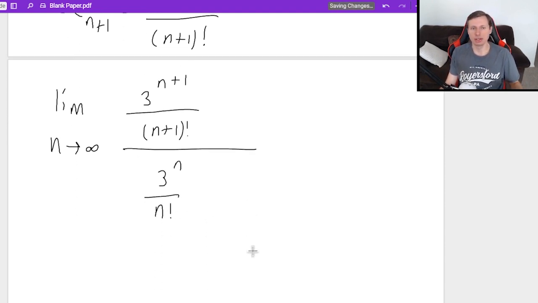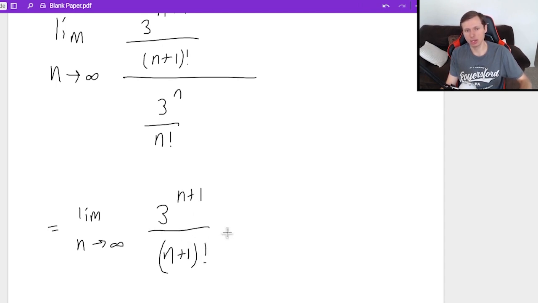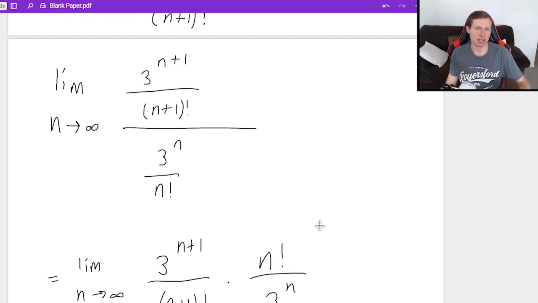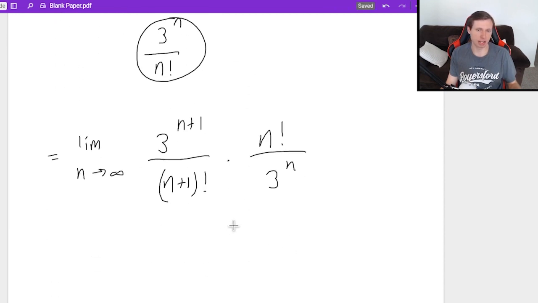So now, this is complicated. It's also known as a complex fraction. So what I'm going to do is invert the second and multiply. It's going to look like this: limit as n goes to infinity of 3 to the n plus 1 over n plus 1 factorial times n factorial over 3 to the n. See how I flipped the denominator and multiplied? That's how we deal with complex fractions.